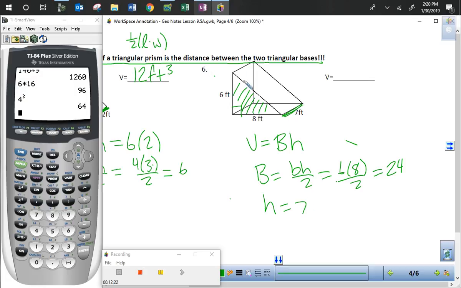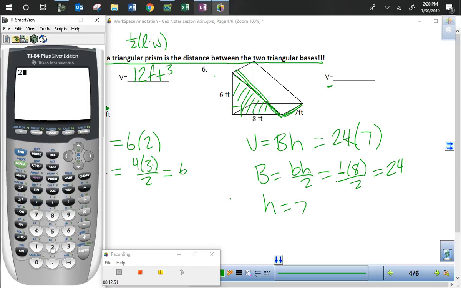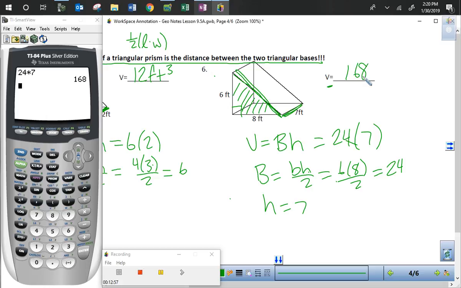Now you may have noticed that this slanted side here is missing, but since we're only asked to find the volume, and that's not the height of the triangle, and it's not needed for the area of the triangle, we don't actually need that distance to answer this question. So, volume, putting it all together, 24 from the area of the base, times 7 for the height of the prism here. We're taking 24 times 7 to get 168, and again, volume's always cubed, so feet cubed.